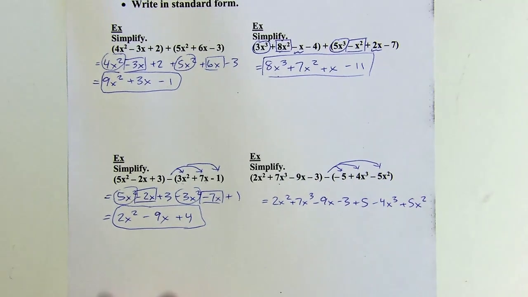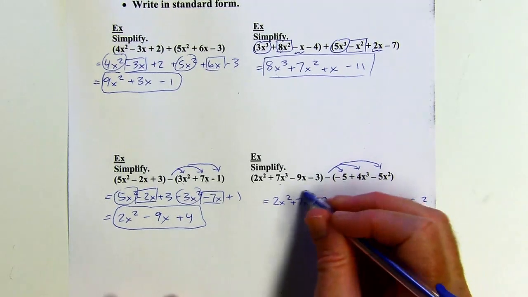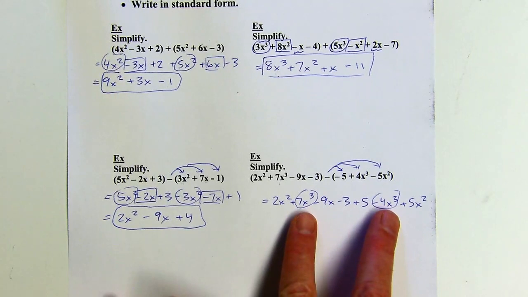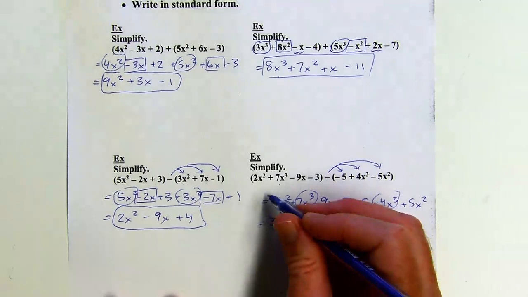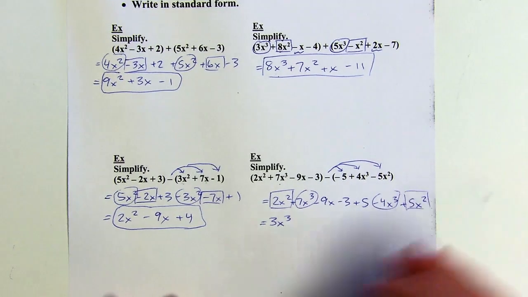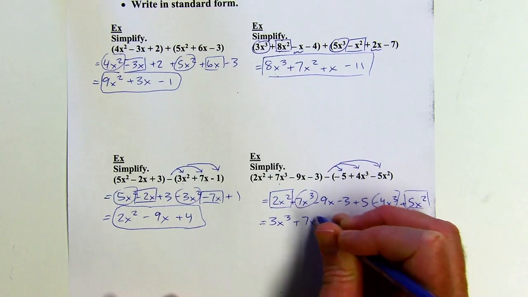Okay, so I'm looking for the highest degree terms here, just scanning through. The x to the third ones are the highest degrees. I just kind of like to put it in standard form as I go, so I'm going to combine those first to get 3x to the third. That one's going to go out front. Then I've got my squared terms, which are those two, so 2x squared and 5x squared is 7x squared.